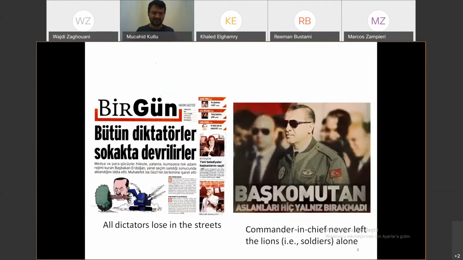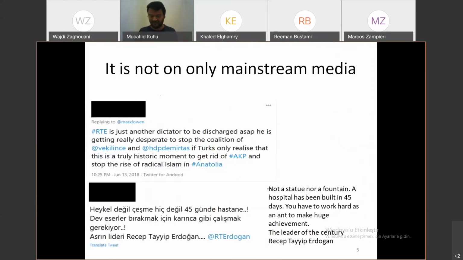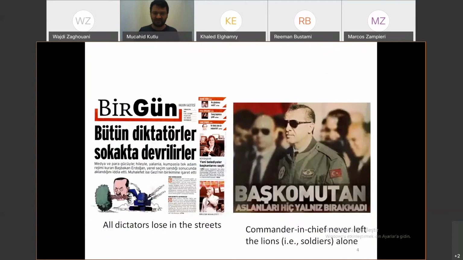And here you see another pair of images from news media. One of them says "all dictators lose in the streets", and they also put a caricature of Erdogan, as you see. And the other one says "the commander-in-chief never left the lines, soldiers alone". So there's a huge contrast. You see how they think, how they see Erdogan.